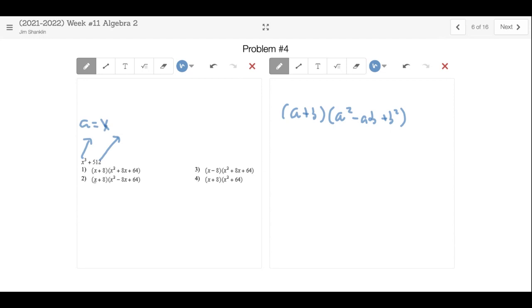And what is the cube root of 512? Anybody know? Because I don't. I could take a wild guess. 8? 8 sounds great. So my b term is 8. Now all it is is plugging it in here. So this is going to be x plus 8, and then x squared minus 8x plus 64. It's just plugging it into this formula. So what is my answer? I'm going to go with B or number 2.